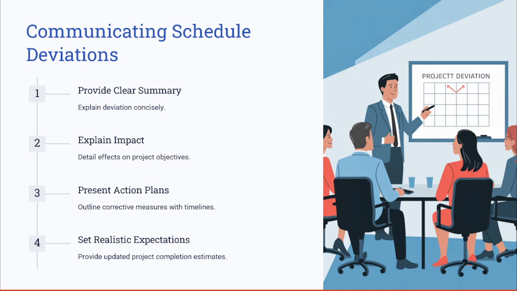You also, as a project manager, need to set a realistic expectation for the project completion once you have more clarity on these deviations. When you have a full picture of how the deviations will impact the project timeline, constraints, and objectives, you'll be able to estimate the new, realistic expectation for the project completion.